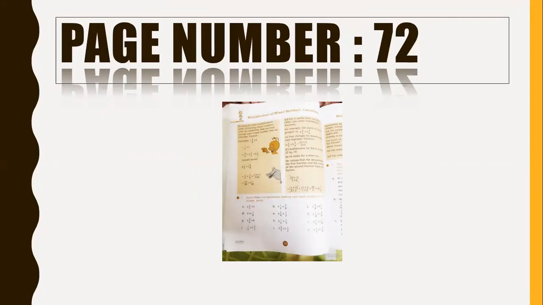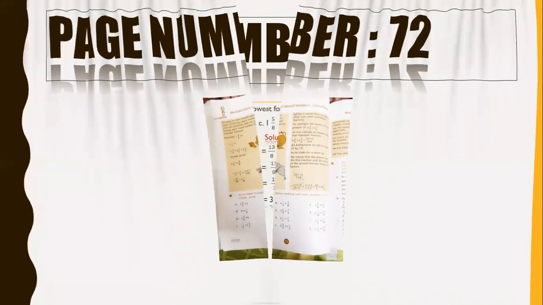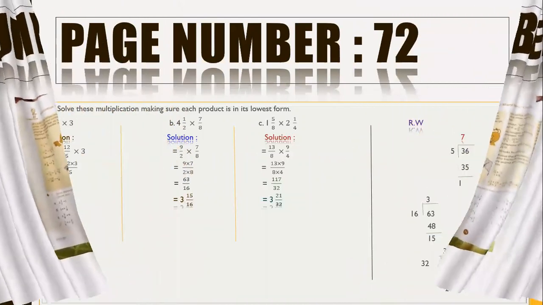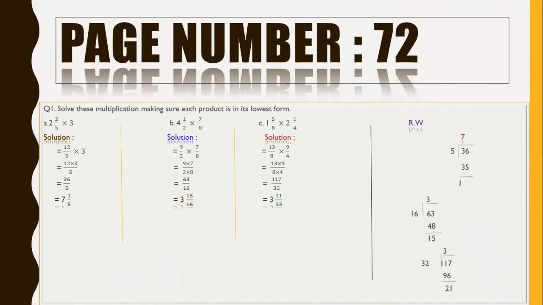Now we have the last page of this meeting, page 72. There are 12 parts in this question. Only question 1 is given, and all the parts are included in the syllabus of question 1. Part 1 is 2 whole number 2 over 5 multiplied by 3.